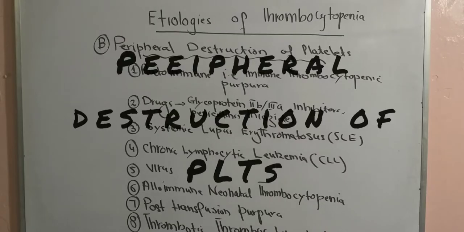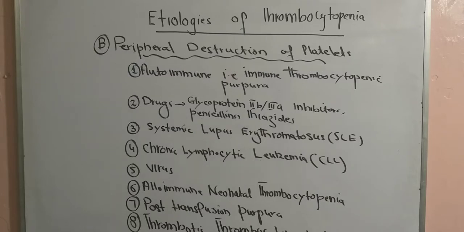Talking about the causes of thrombocytopenia where we see the peripheral destruction of the platelets once they have been produced in the bone marrow. These are autoimmune diseases like immune thrombocytopenic purpura. There are certain drugs which can cause thrombocytopenia by destruction in the peripheral area. These are the glycoprotein 2B and 3A receptor inhibitors, penicillins and thiazides. Heparin is also included along with these drugs. Then there can be systemic lupus erythematosus, very famously known as SLE. It can be chronic lymphocytic leukemia, or CLL.